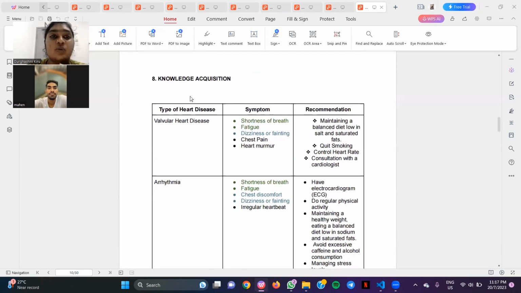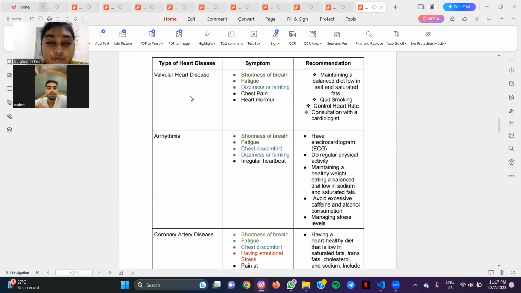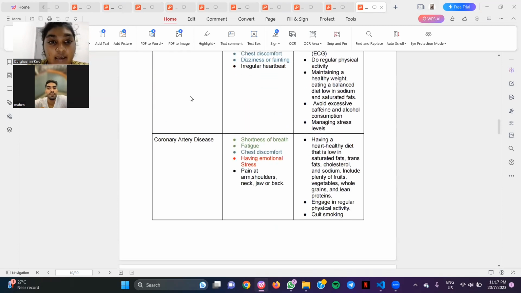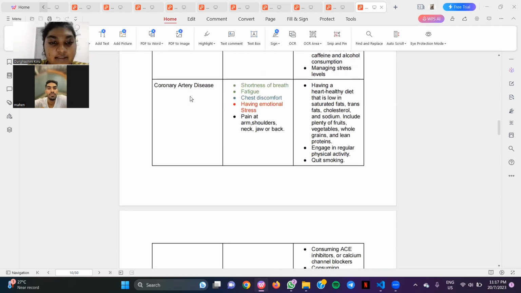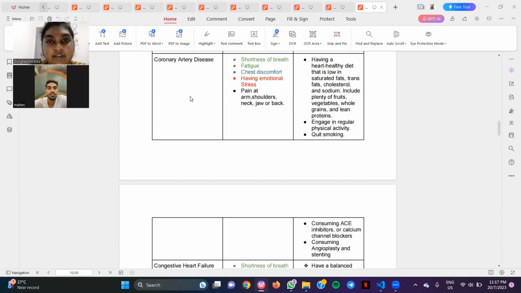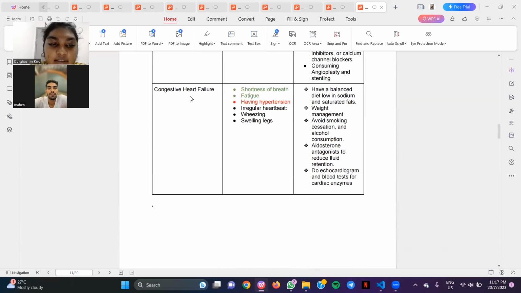And next, this is our knowledge acquisition about our 4 diseases. These are the symptoms. All of these diseases have the same symptoms, which are shortness of breath, fatigue, and dizziness as well. But in coronary artery disease and congestive heart failure, there are a few extra things, such as emotional stress in coronary artery disease, and hypertension as well. There are some other things as well.